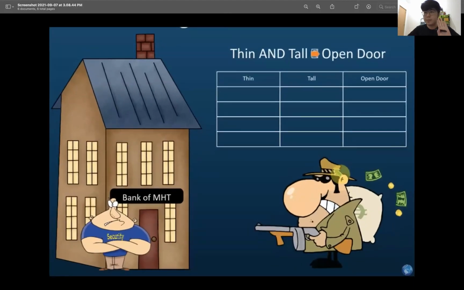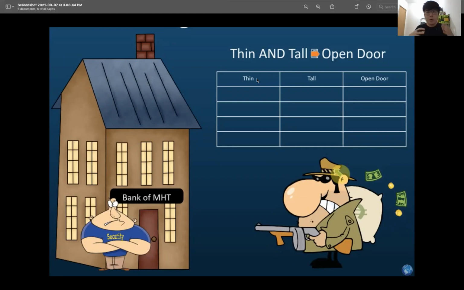Okay, let's continue, guys. Right, so you get an idea now. What is the logic gate? So let's see how it works and what really is a logic gate. I'm going to tell you a short story here. Let's say there is a manager who owns a bank. We call it Bank of MHT.